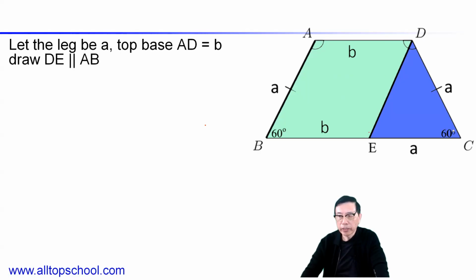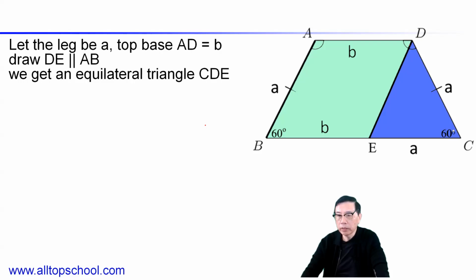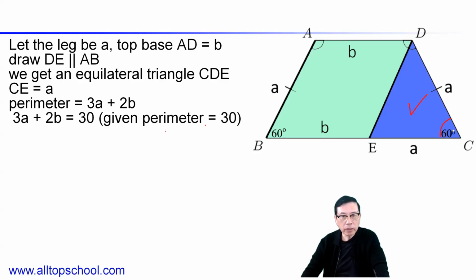I'm going to draw this first method, split the trapezoid into a triangle and a parallelogram. Draw this DE parallel to AB. We're going to get the equilateral triangle CDE. Why equilateral? Because DE equals A, this equals A, and the base angle is 60 degrees. So this will be an equilateral triangle. And also CE is equal to the length of the leg as well. Therefore, we can find the perimeter: A plus A plus A, and also we have 2B. Given the condition, the perimeter is 30. So you get 3A plus 2B altogether equal to 30.